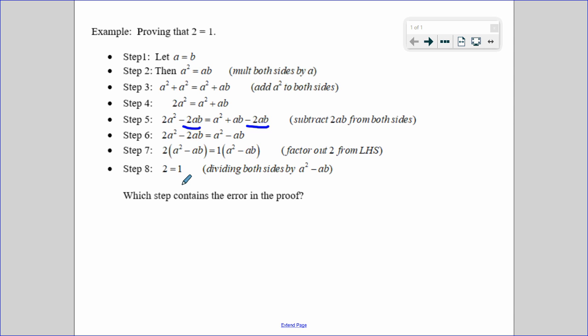So we get something that doesn't work. 2 equals 1 is not a true statement. 2 does not equal 1. So something happened in here. So our step that we're looking at, which step was the error in? So the error would have been from step 7 down to 8. Okay, so the idea that we're dividing both sides by A squared minus AB.